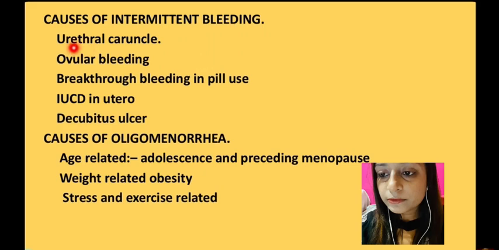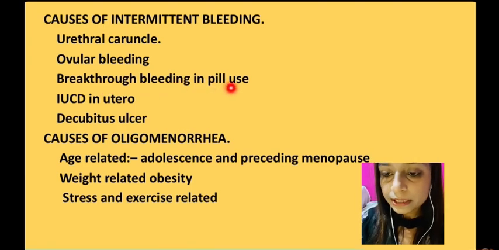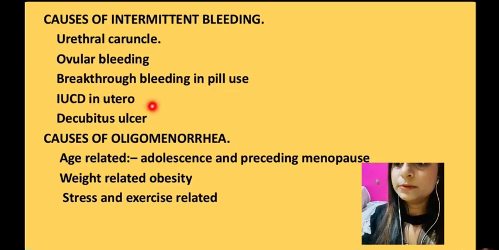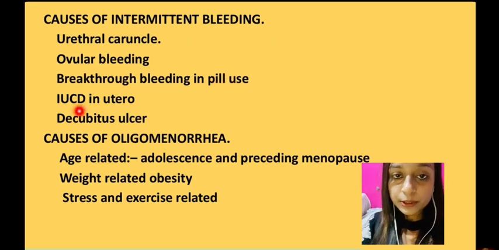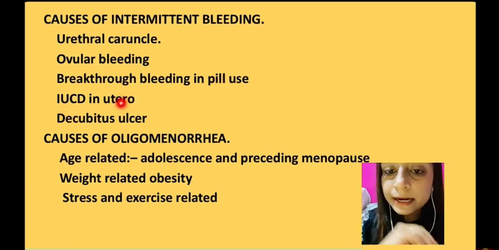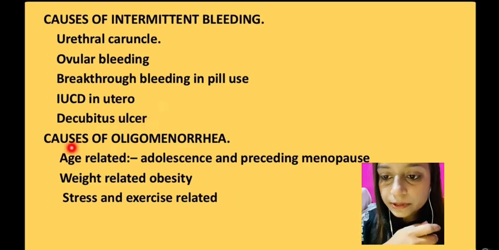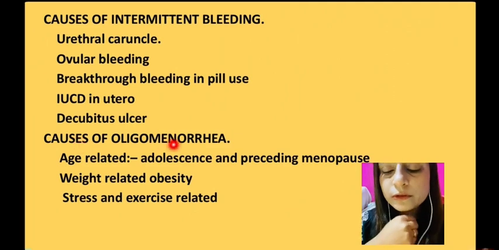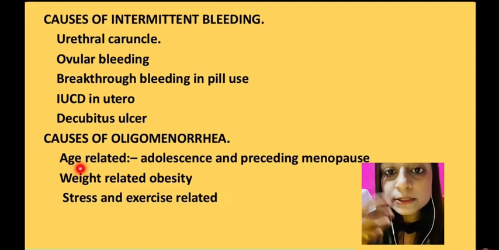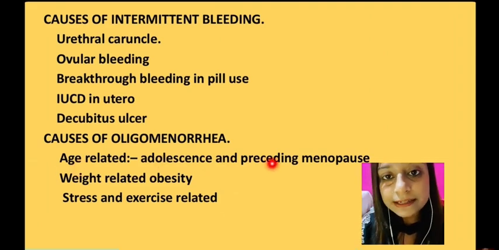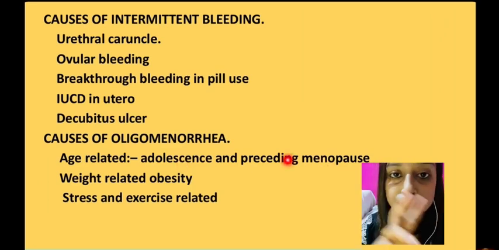Next, the causes of intermittent bleeding: urethral caruncle, ovular bleeding, and breakthrough bleeding in pill use. Whenever there is contraceptive pill use, there can be breakthrough bleeding. Also intrauterine contraceptive device in utero and decubitus ulcer. In these cases, there will be intermittent bleeding. Next, coming to the causes of oligomenorrhea: it is age related, seen in adolescence and preceding menopause. You will see it in these 2 cases.